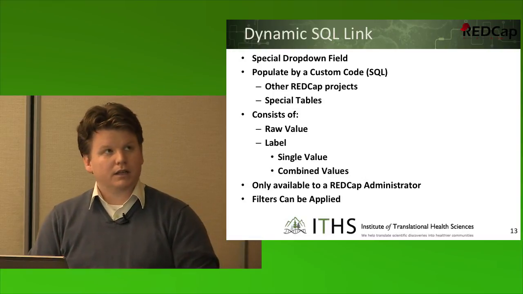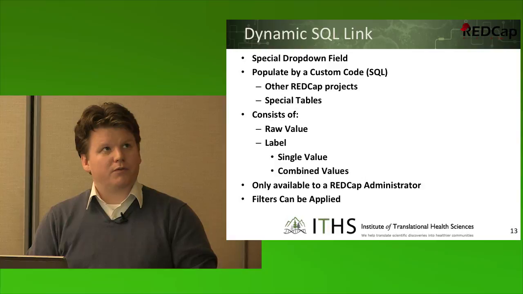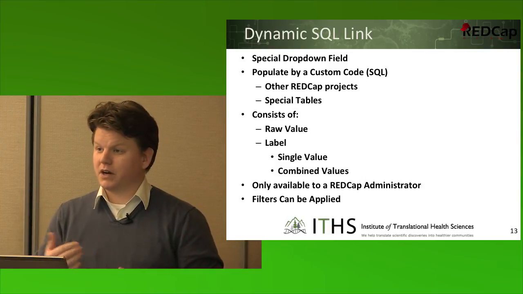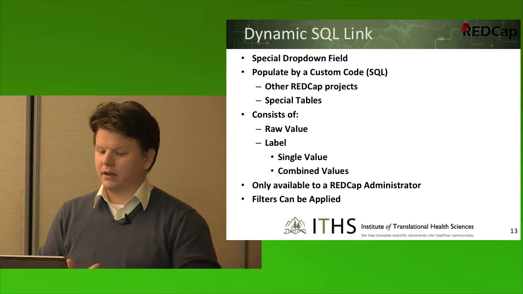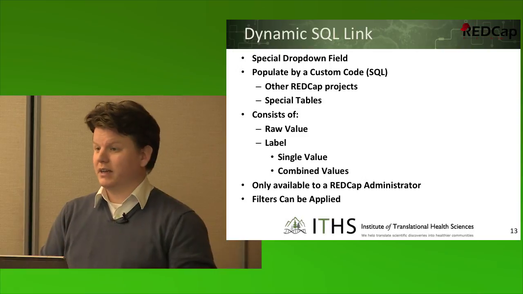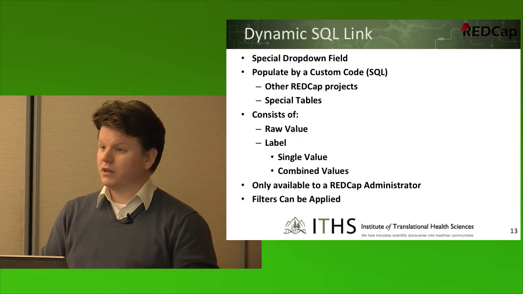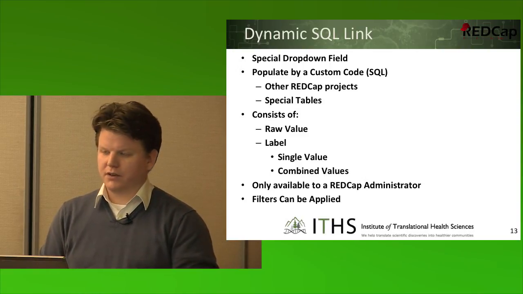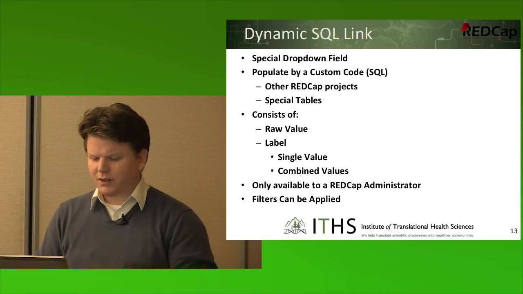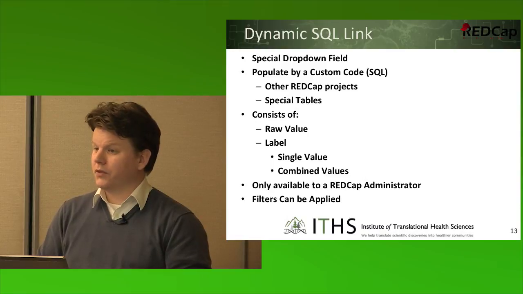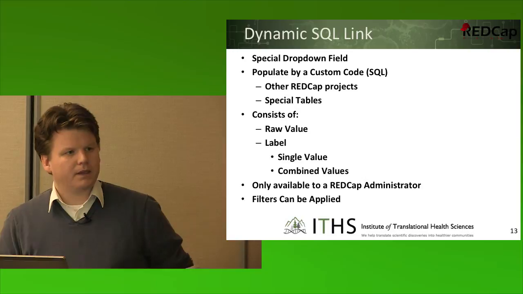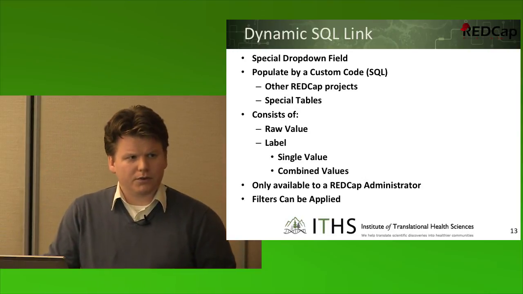drop-down. So each drop-down field consists of a number of items. Each item has a raw value and a label. The raw value and the label can be the same single value, or different, or it can be a combination of different values. For instance, if you wanted to have a study ID as the raw value, and as a label, you want somebody's date of birth and their last name, so it's easier to figure out who you're talking about. So we can do that.